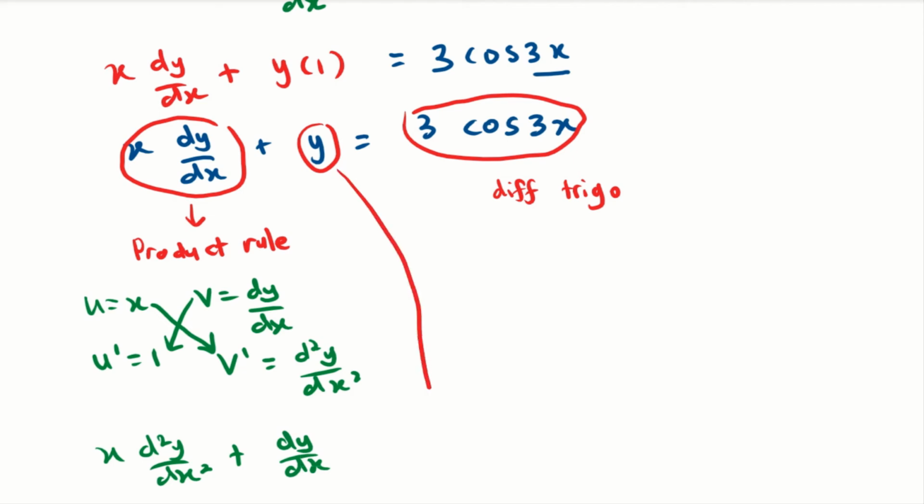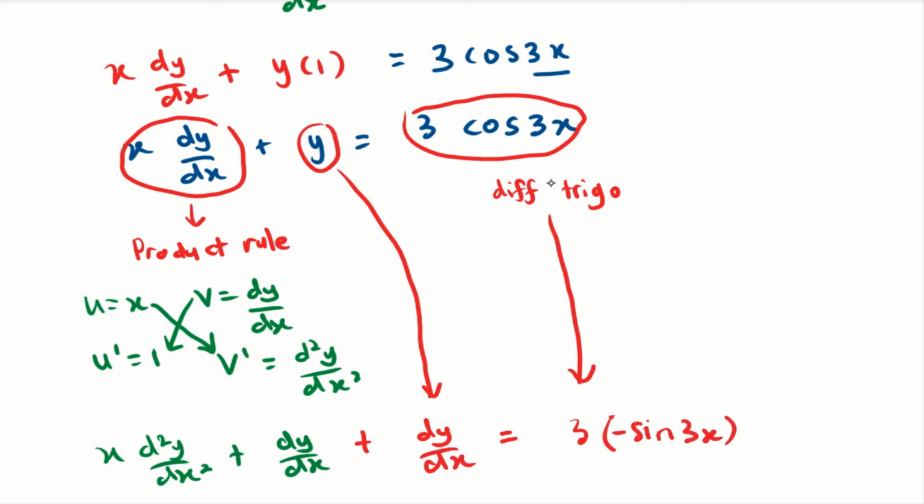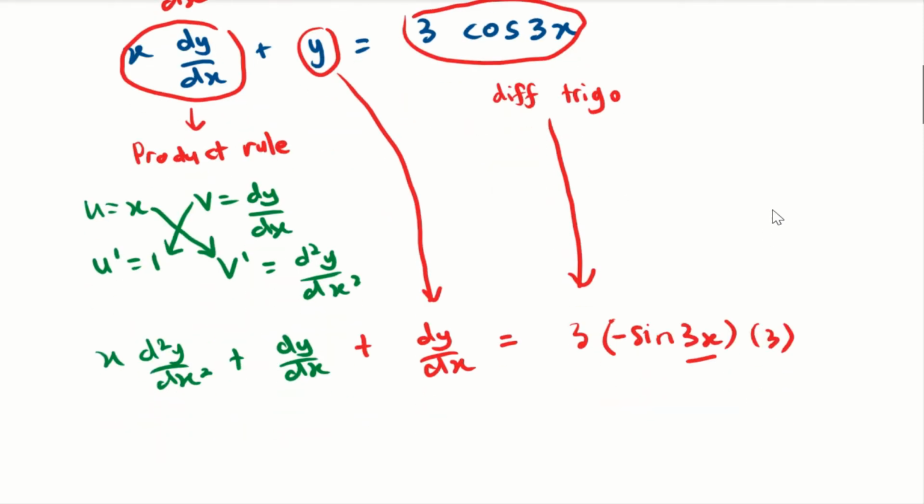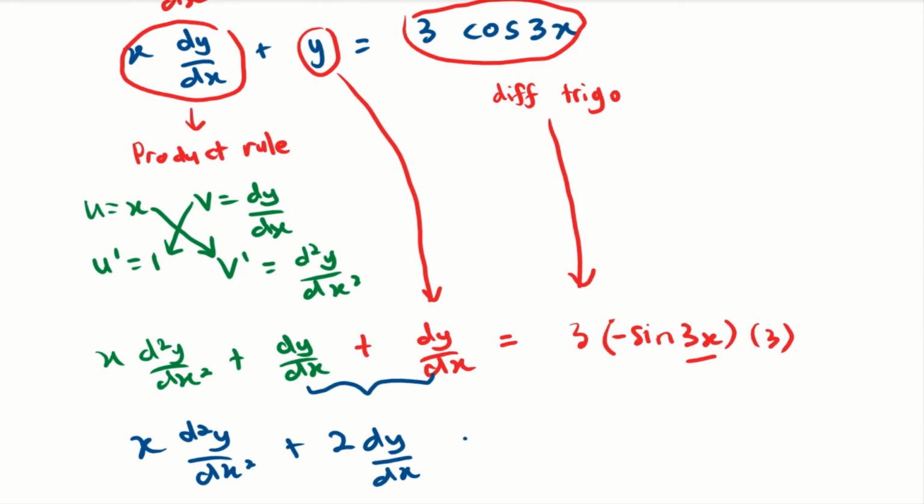And then we differentiate y plus dy dx equals to, we differentiate 3 cos 3x, 3 salin, we copy 3, and then we differentiate cos 3x, we get negative sine 3x, and then we differentiate 3x, we get 3. So finally we get negative 9 sine 3x. So complete kita punya second derivative kita, x d2y over dx square plus 2 dy dx. So yang ini kita boleh tambah, equals to negative 9 sine 3x.